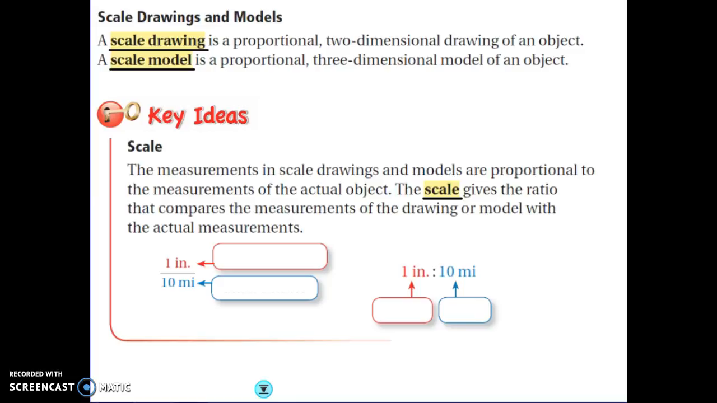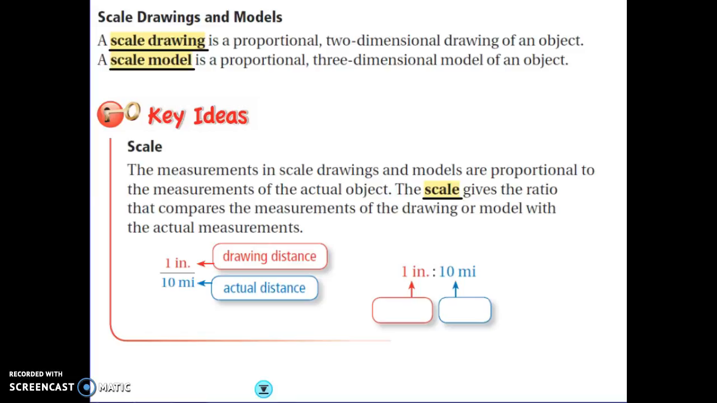For example, underneath the key idea, we have a sample where we're comparing our model with real life. 1 inch represents the distance between 2 points in a drawing, while 10 miles will represent the actual distance between those 2 places in real life. For example, maybe if you drew a map of your city, on your piece of paper, from school to home might only be 1 inch away, but in real life, if you were to drive from school to home, it would be a distance of 10 miles.